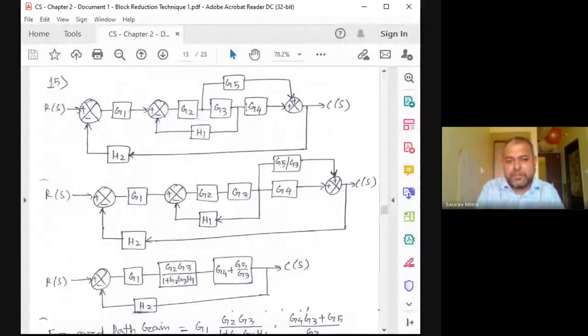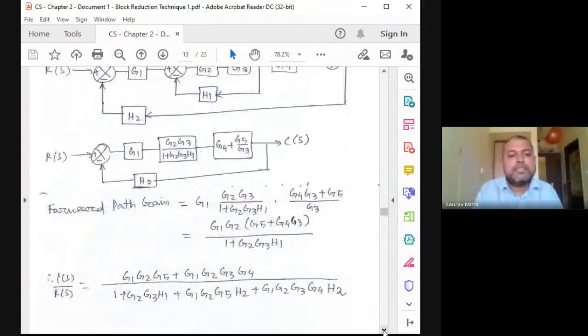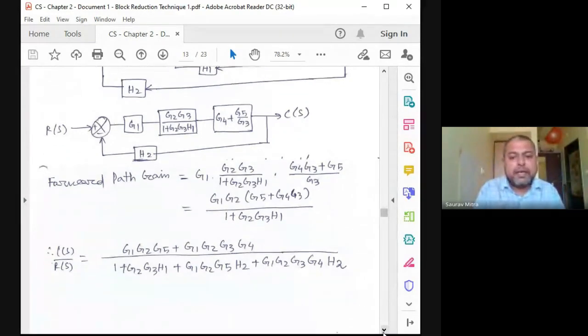Now, just by one shift, you find this block. What is this block? This is G4 plus G5 by G3. So this block becomes G4 plus G5 by G3, and this block is G2 G3 divided by 1 plus G2 G3 H1. Now everything is very simple, and you just multiply all these 3 things, name it as G, and then you can write it like this. This is a very simple numerical, numerical number 15.